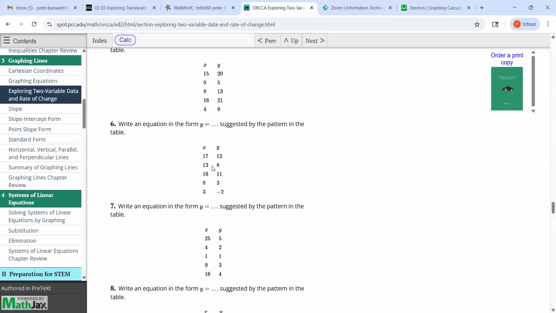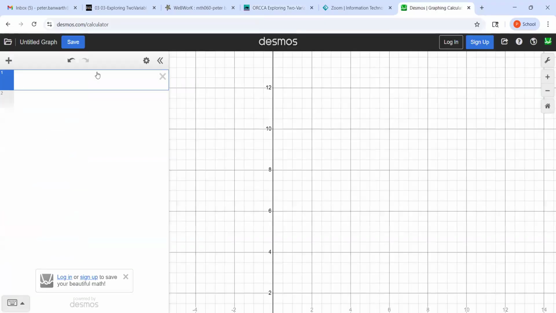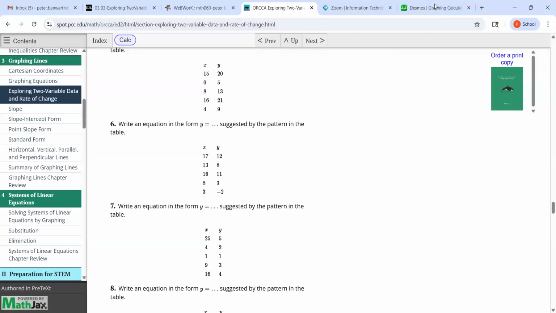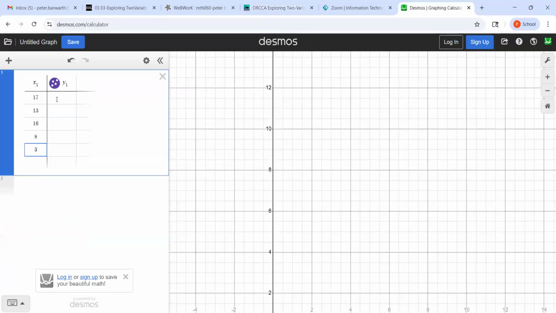So let's put these points into Desmos, first of all, just to see if we think that they're probably going to be linear. So I'll do that first. I'm going to have to hop back and forth a little bit. There's a 17 and a 13. And 16, 8, 3 for the x's. And the y's were 12, 8, 11, 3, and negative 2.